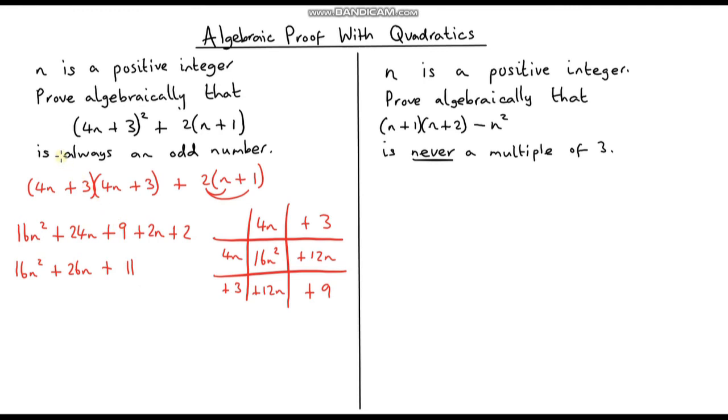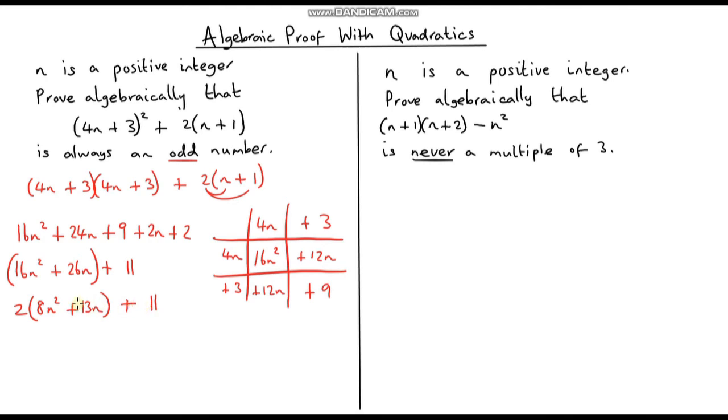Now we have to prove that this is always an odd number. How can we prove that this is always an odd number? Well, the trick that we're going to do is we are just going to focus on this part of our expression, and we're going to factor out a 2. So let me just show you this. So if we factor out a 2 from this part of our expression, we are left with 8n squared and then plus 13n, and then we've just got that plus 11 tagging onto the end there.